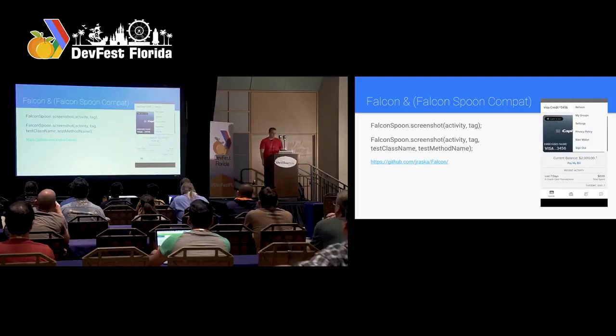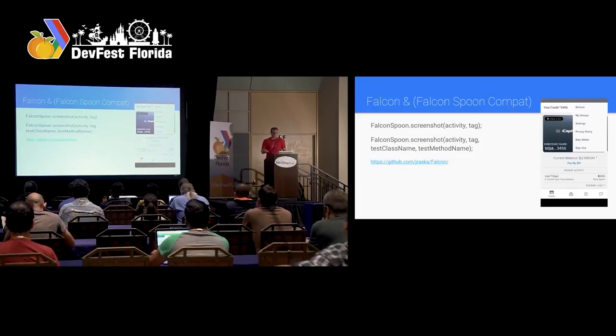If you're going to use Falcon, there's a library called Falcon Spoon Compat, which allows you to use the same syntax that you would have used in Spoon, except you say FalconSpoon instead of Spoon. So you just say take screenshot, you pass it the activity and the tag, which is how you want to label that screenshot, and it will save it to the disk so that the report can pull that off.